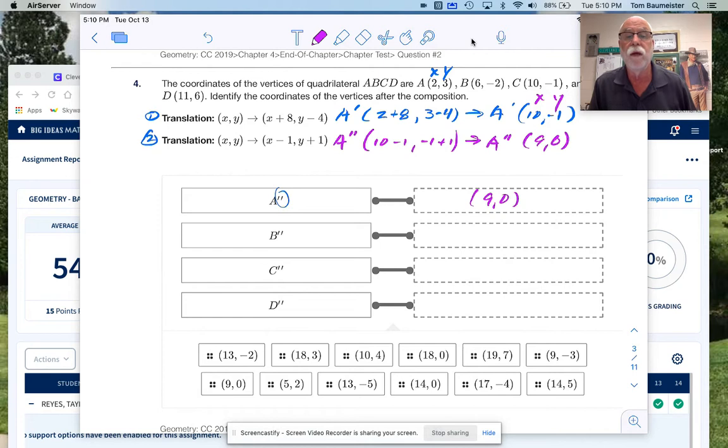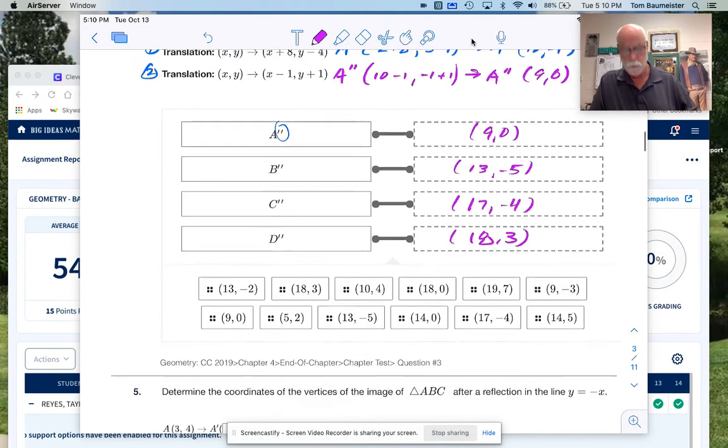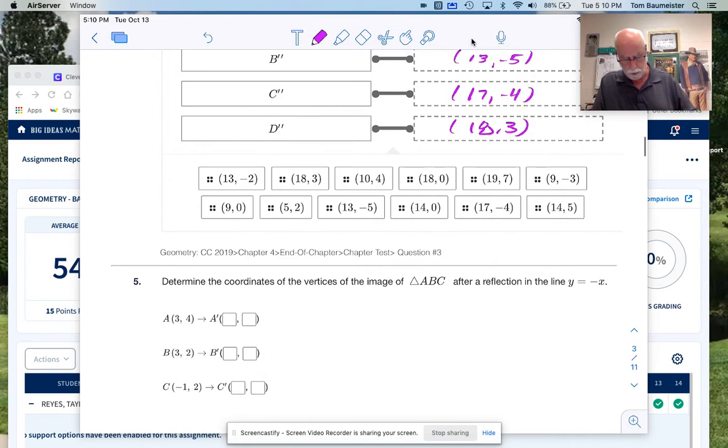You'll do the same thing for all the other points. And you do that, you'll have (13, -5). You'll have (17, -4). And you'll have (18, 3). And that's 17. All right, pretty straightforward right now, I would hope.